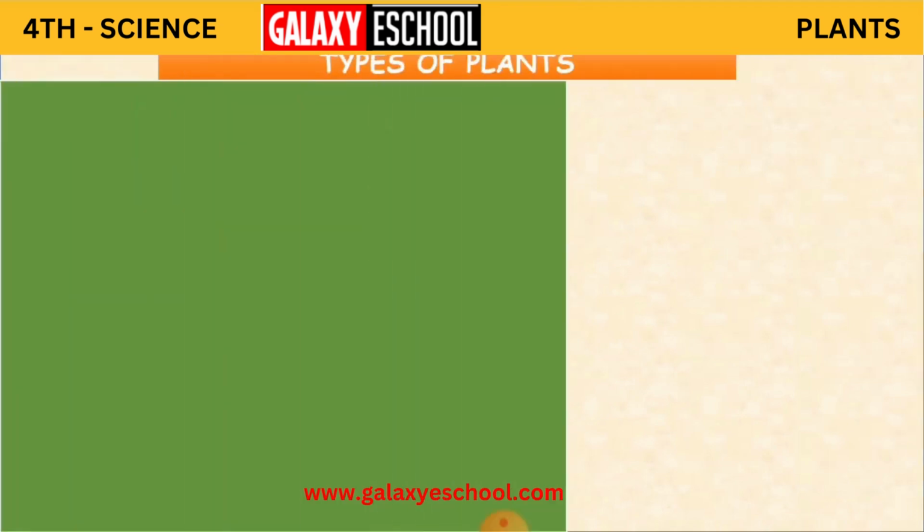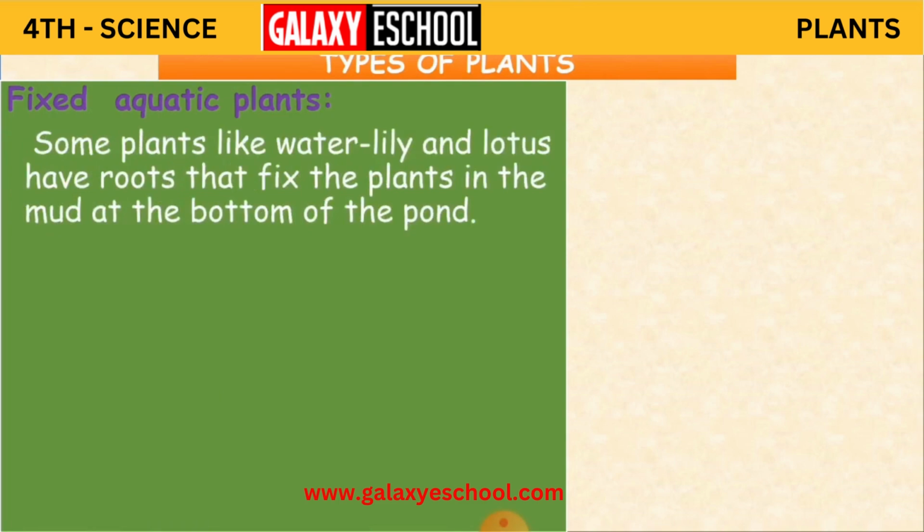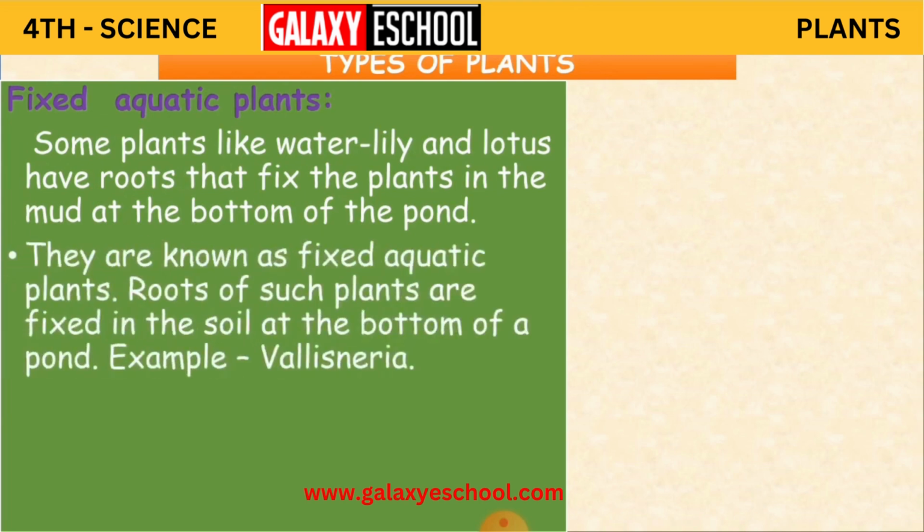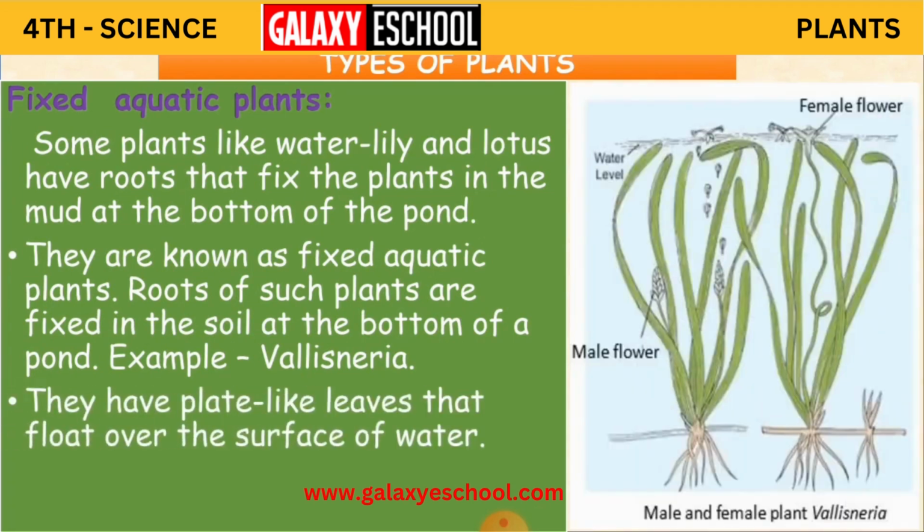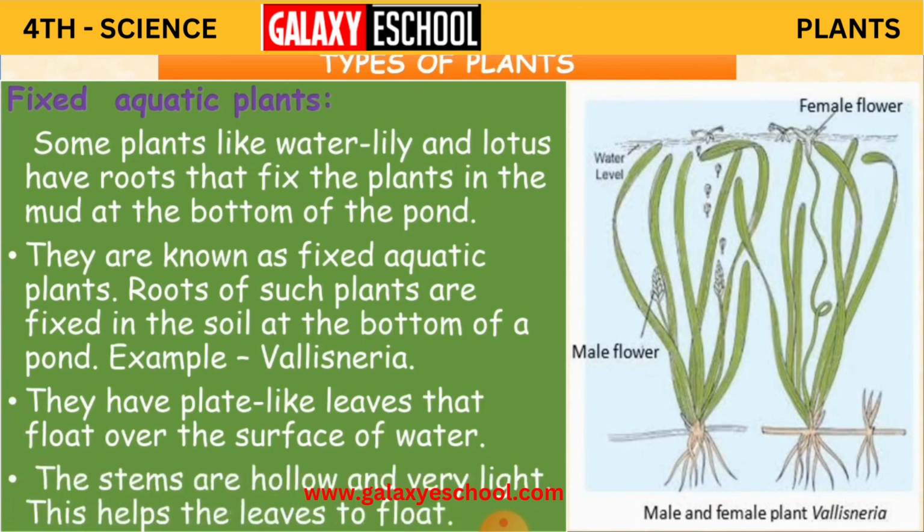Now the other type of aquatic plant: fixed aquatic plants. How are they? Some plants like water lily and lotus have roots that fix the plants in the mud at the bottom of the pond. I hope these two plants are very familiar to us; most of us might have seen them. They also look like they are floating on the water, but they are fixed aquatic plants.